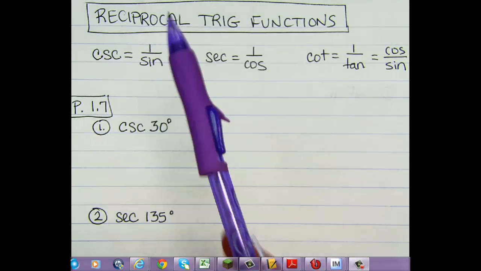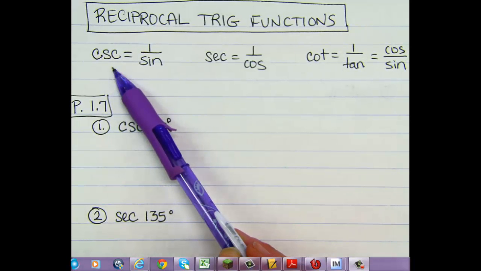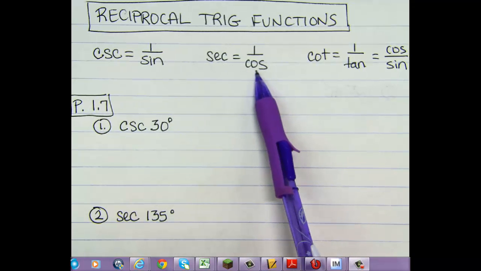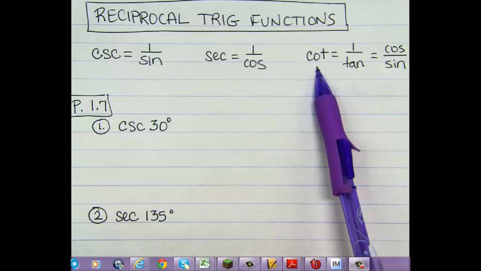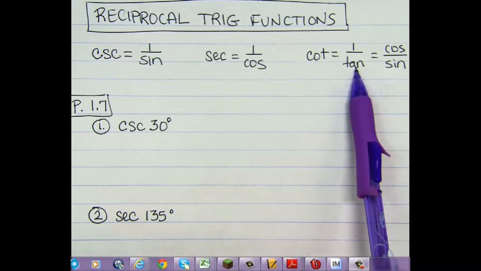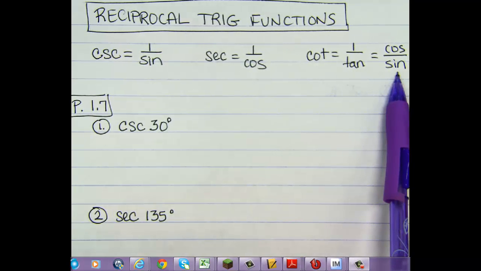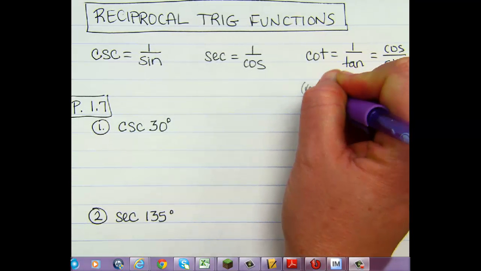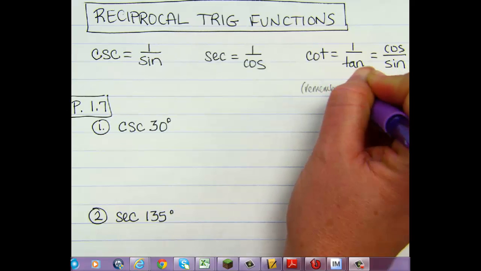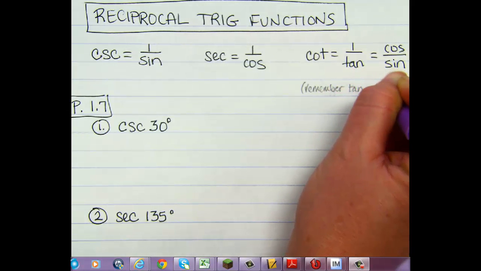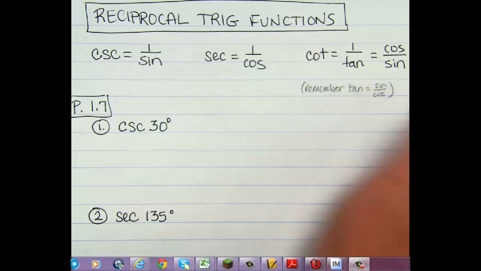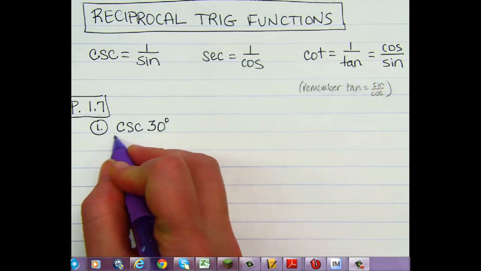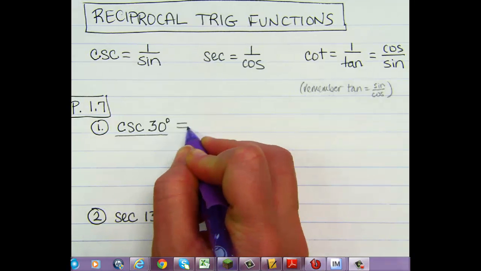Okay, so here we go. Our reciprocal trig functions, again, a reminder, cosecant is the reciprocal of sine, or 1/sine. Secant is the reciprocal of cosine, and cotangent is the reciprocal of tan, which means cotangent could also be thought of as cosine over sine. A reminder, tangent we learned early on is sine over cosine. So, since tangent is sine over cosine, when I flip sine over cosine, I get the reciprocal, cosine over sine.